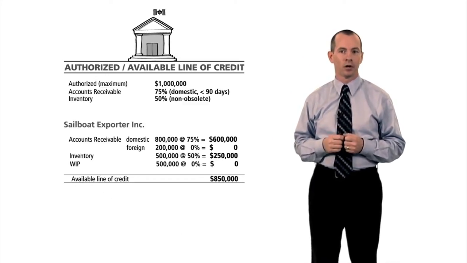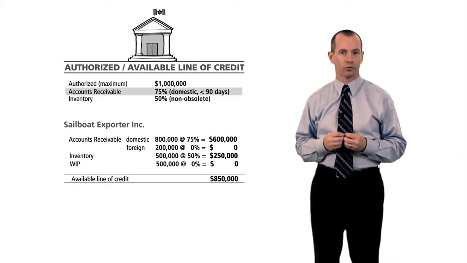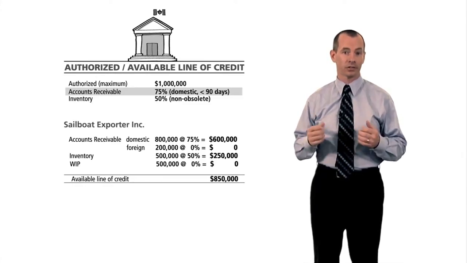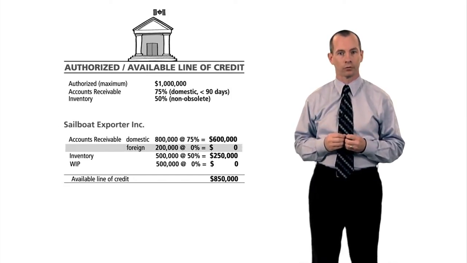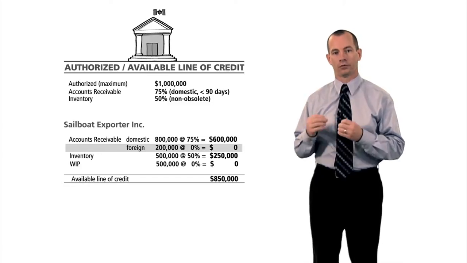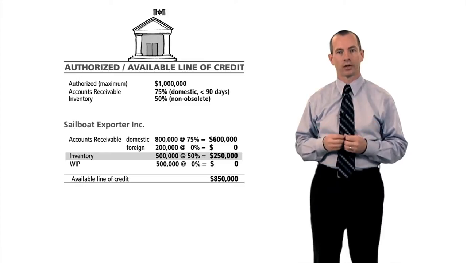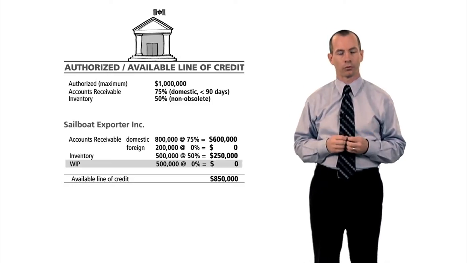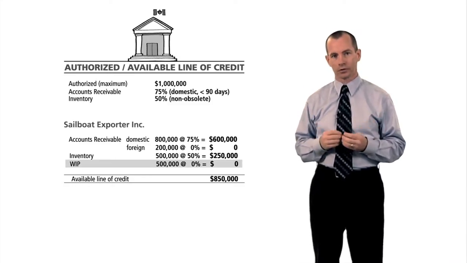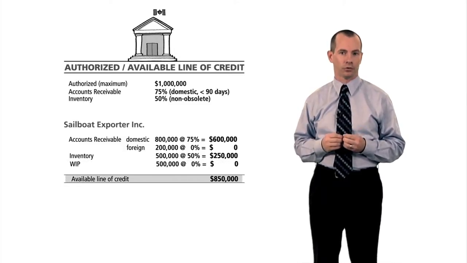For an operating line of credit, a financial institution will typically allow a company to borrow up to 75% of the value of domestic accounts receivable that are less than 90 days old. In this case, 75% of $800,000. They will not consider the value of foreign accounts receivable, in this case 0% of $200,000, and they will allow 50% of the value of the inventory, in this case 50% of $500,000. They will not consider the value of work in process, or 0% of $500,000. Based on this company's most recent balance sheet, the exporter would be allowed to borrow up to $850,000.